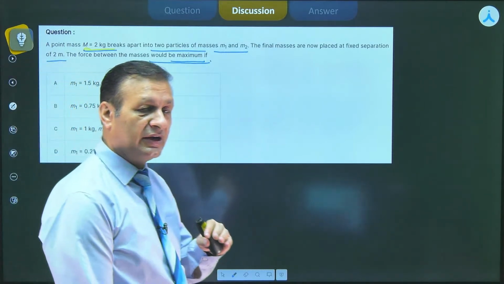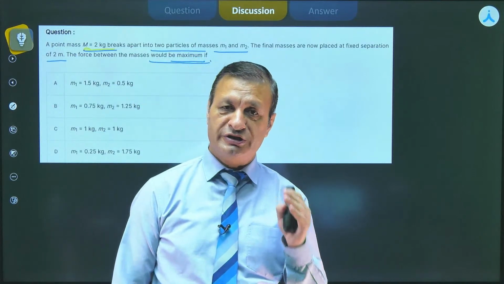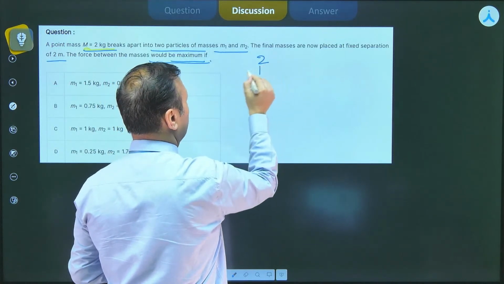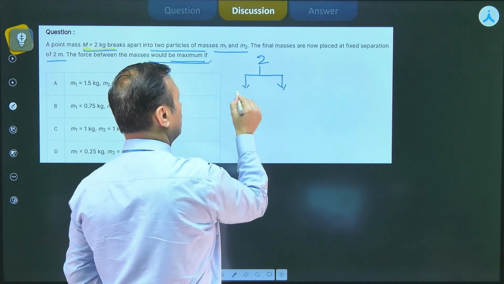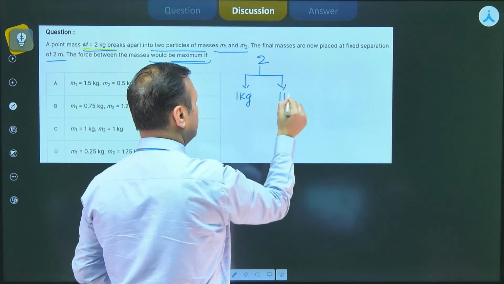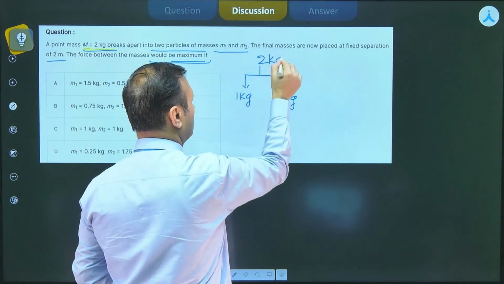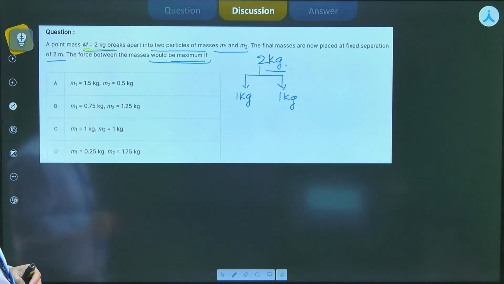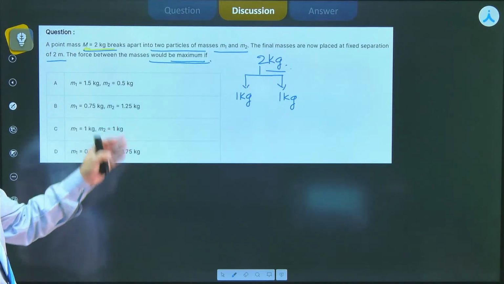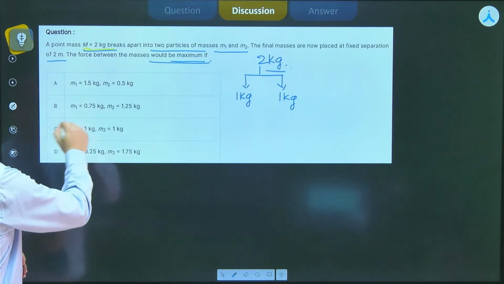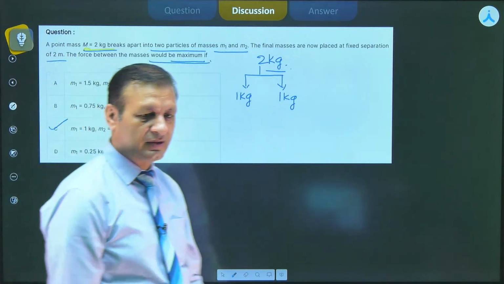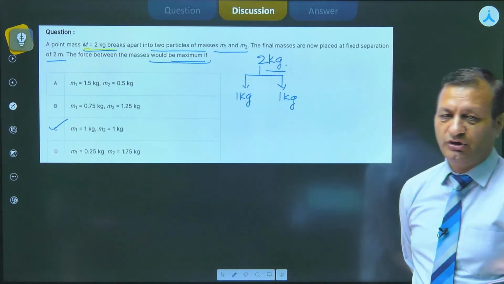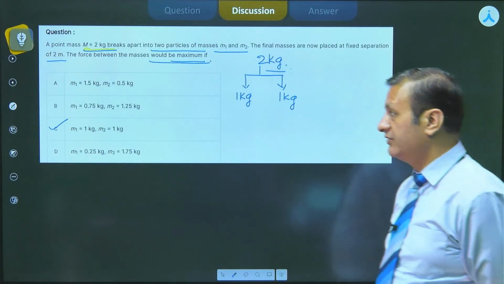This is the same question, and I have just built up your concept. So if you have this 2 kg mass, then you split this into 2 equal parts, 1 kg each. So that will make the final masses 1 kg as per your last discussion. So option C. So Aditya, you gave me the right option, C. Good.